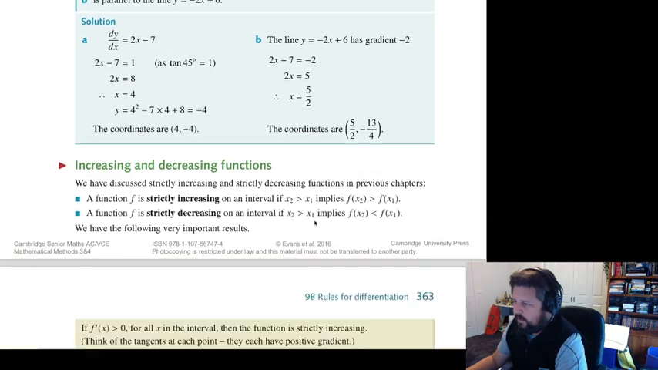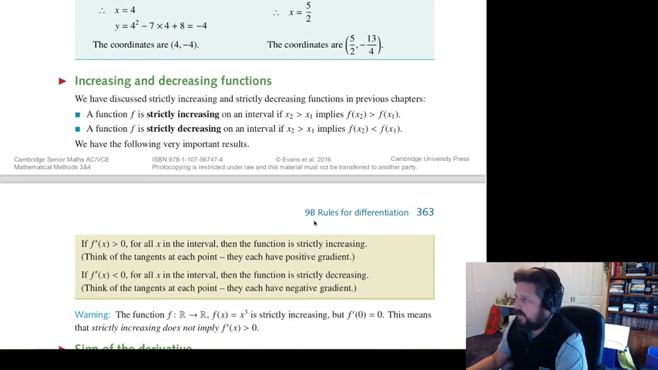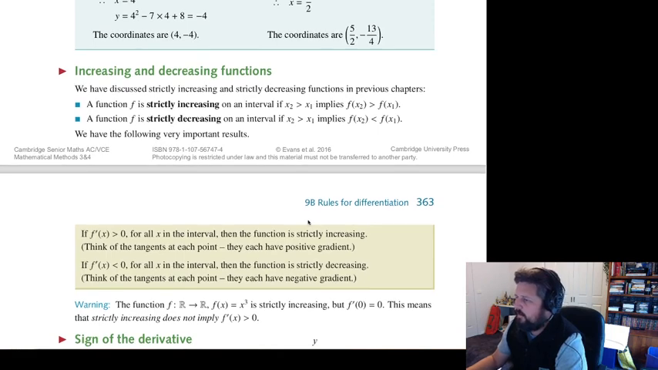Now, this is what we need to have the chat about here. The last little bit is about increasing and decreasing functions. In the past, we've had the chat about things being strictly increasing, where a function f of x is strictly increasing on an interval if x2 is greater than x1, which implies f of x2 is greater than f of x1. Likewise, a function is strictly decreasing on an interval if x2 is greater than x1 implies that f of x2 is less than f of x1.